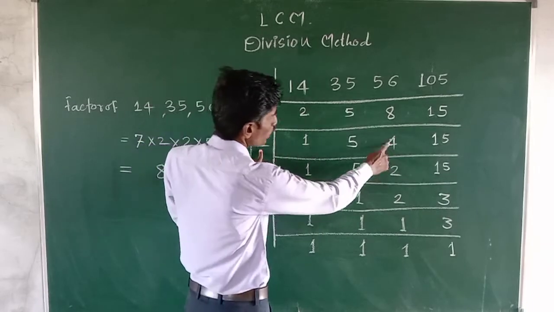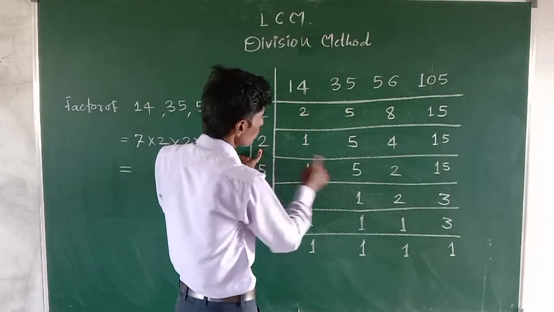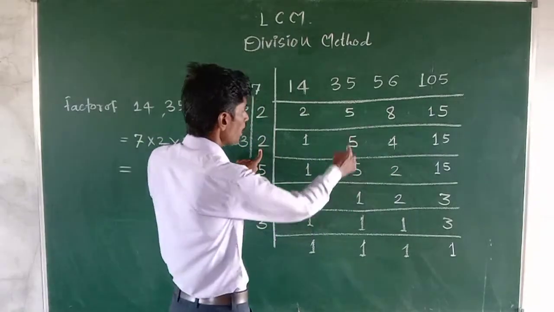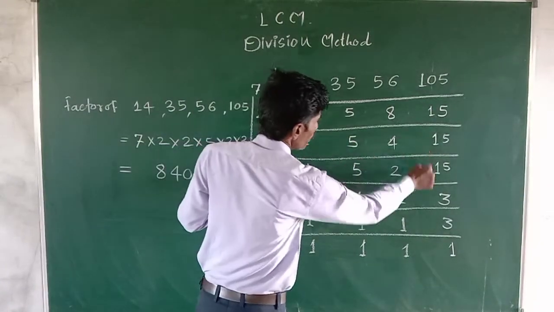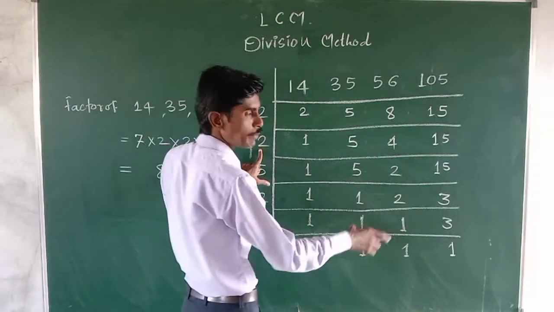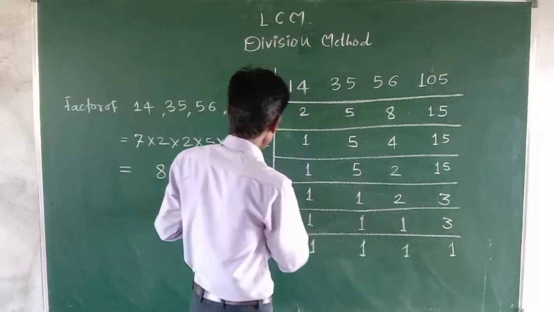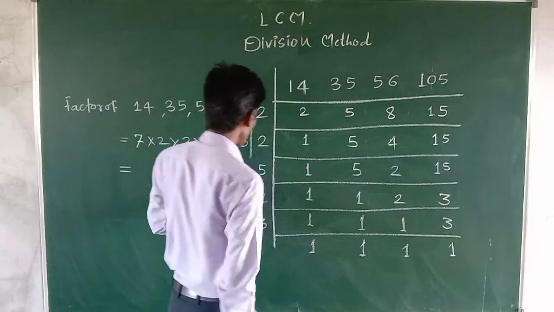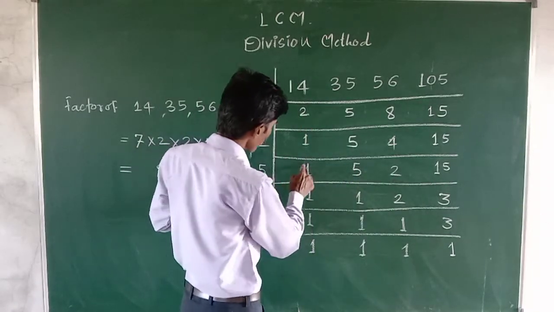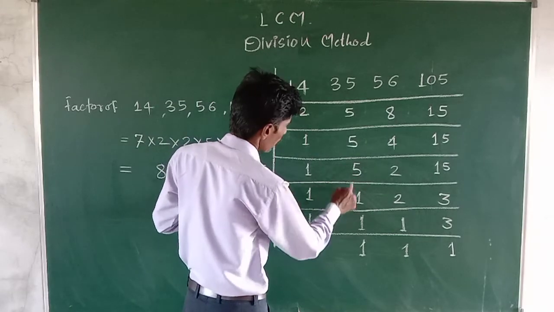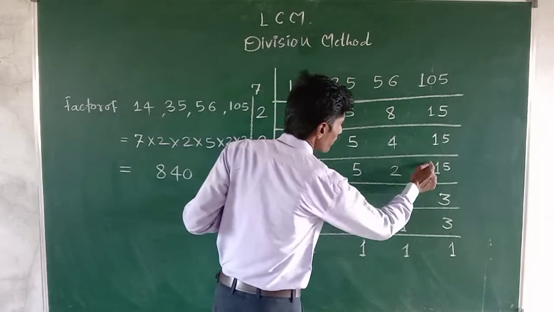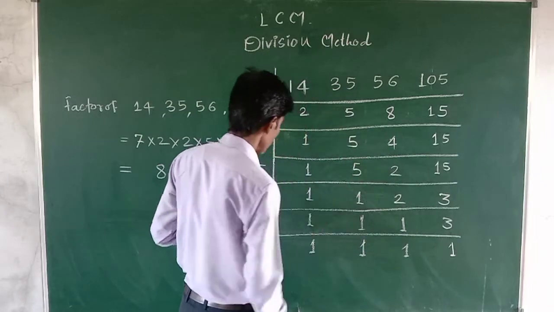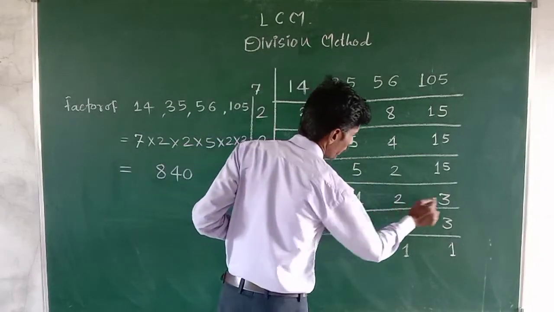So this 4 can divide by this 2. So 2 2s are 4. But 5, 1 and 15 will come as it is, or remainder as it is. Now this 5 and 15 can divide by this 5. So 1 will be as it is, 5 1s are 5 and 5 3s are 15. So 2 will come as it is. So remainders are 1, 1, 2 and 3.